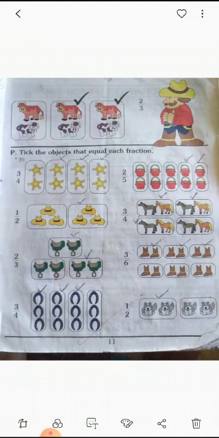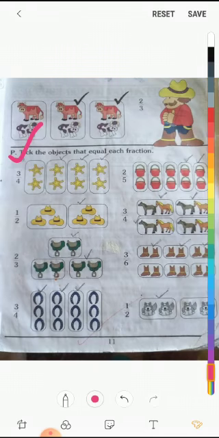Now come to the next page, page 11. The question is: tick the objects that equal each fraction. आपने ऑब्जेक्ट्स को जो टिक करना है, जिनके इक्वल फ्रैक्शन लिखी हुई हैं उसके मुताबिक उनको टिक करना है. The fraction is given and the sets are given, and you have to tick the sets according to the fraction. In the first question, 3/4 fraction is given and there are 4 sets given.